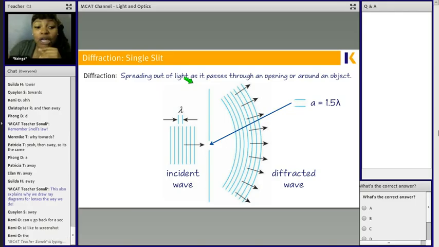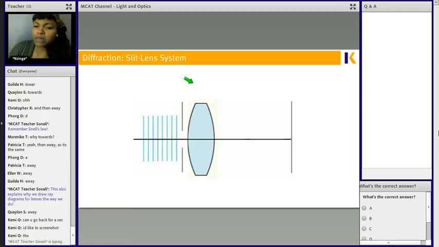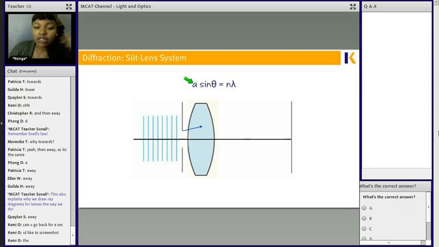Okay. And by the way, these aren't going to be particularly high yield, so just keep that in mind. We just want to introduce you to the idea. If you have a slit and a lens, you can use this equation to see what's going to happen. You're going to have some diffraction, but then it's also going to go through the lens in the manners that we've described previously.